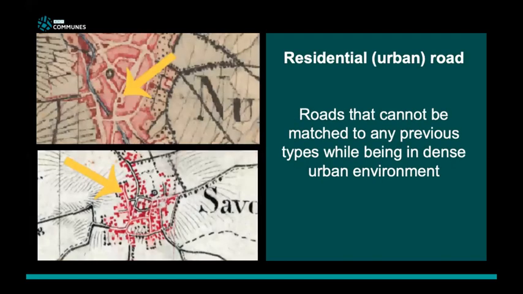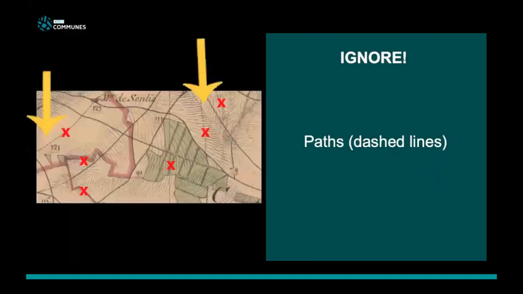Residential or urban roads are those that cannot be matched to any of the other road types and are found in dense urban areas. In these examples, the residential roads are those that are off the path of the secondary roads entering the urban area.